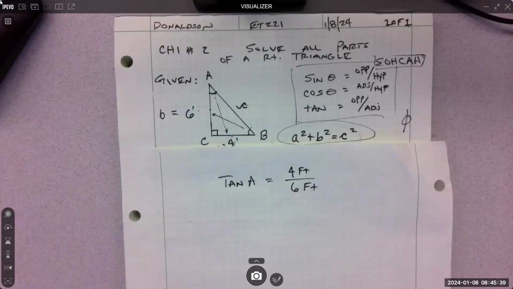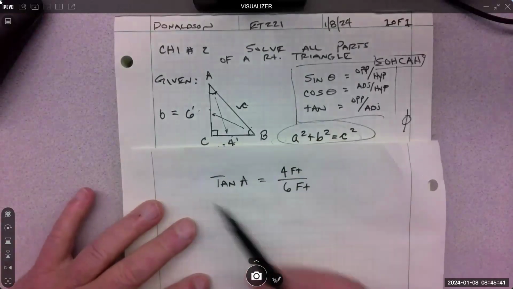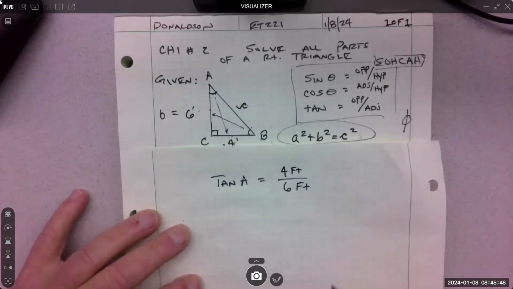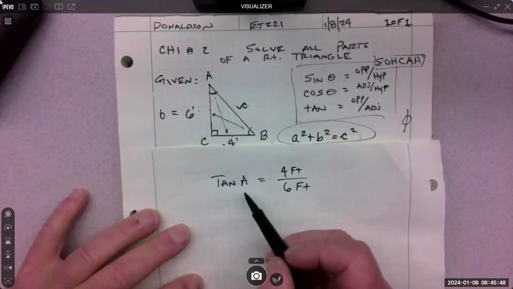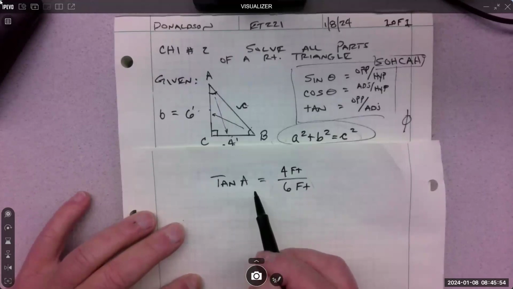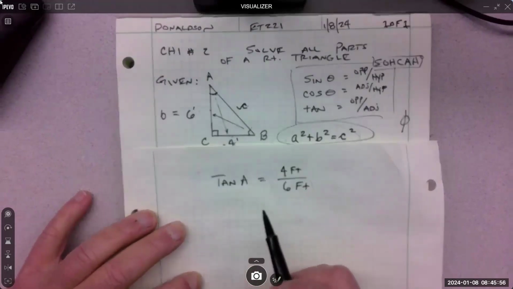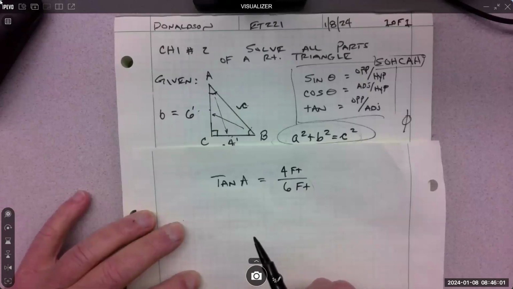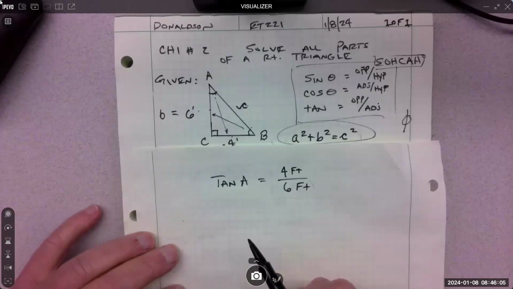4 over 6. Okay. So in this, what am I trying to find? A, angle A. Seems obvious, but I just want to make sure. Like if you're running this and the variable's there, you're trying to find an angle. So what kind of units should we get in the end? Degrees or radians? Which one? Trick question. How do you know?